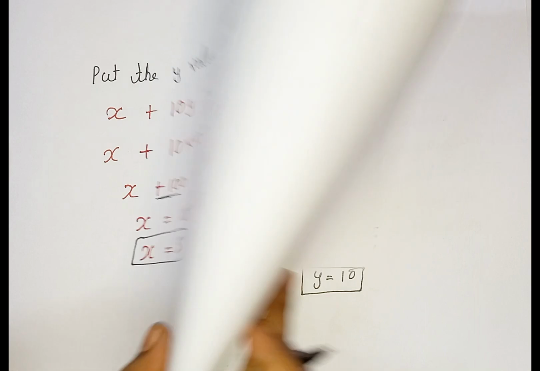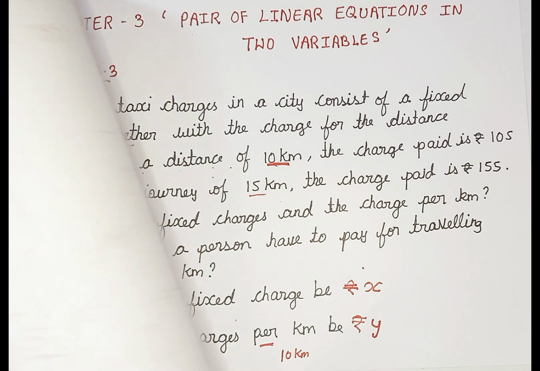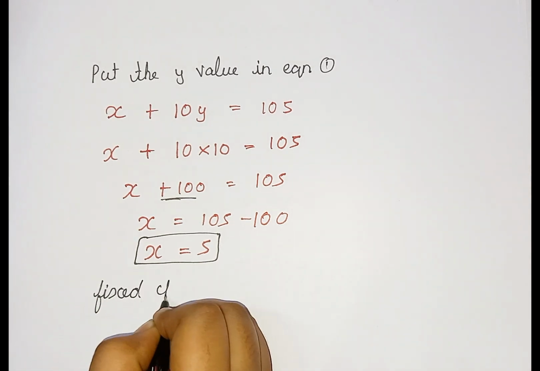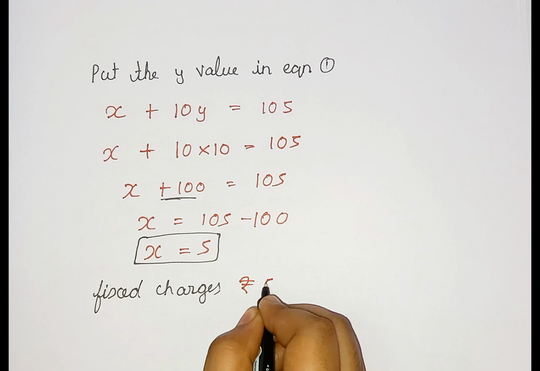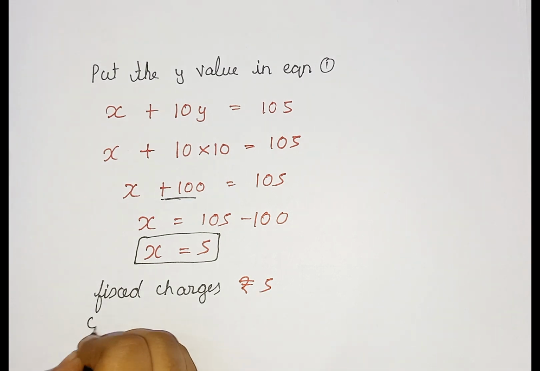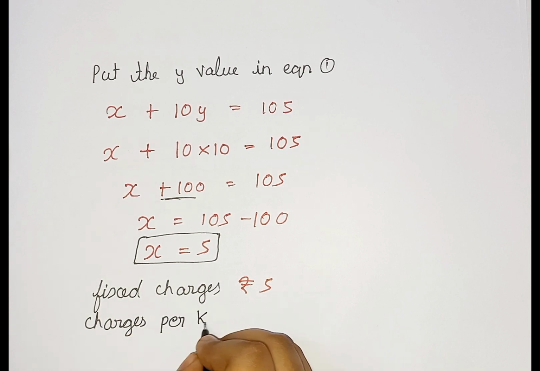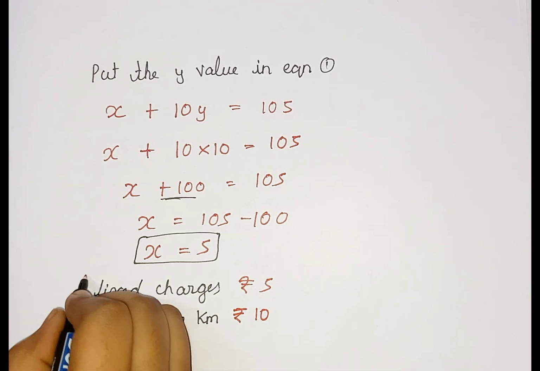Here we can substitute the values. We took fixed charges as x, and charges per kilometer we took as rupees y. So we can substitute the values. Fixed charges is equal to rupees 5, and charges per kilometer is rupees 10. So this is our answer.